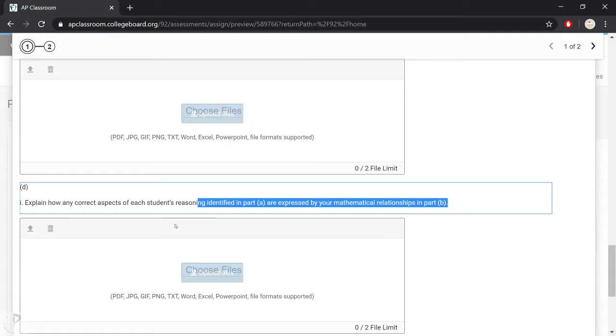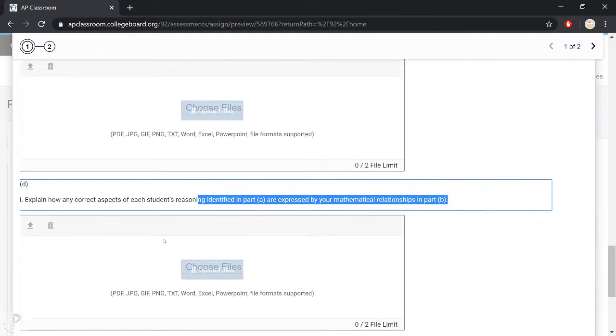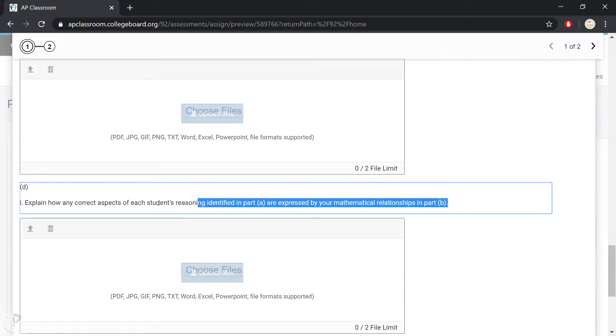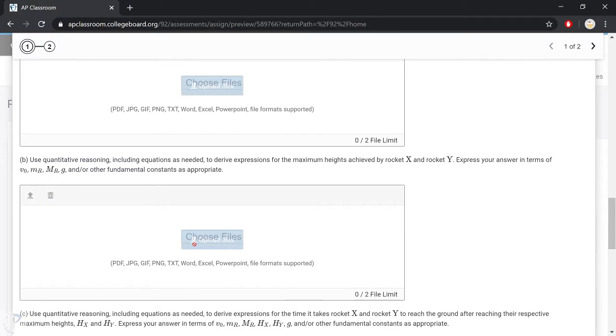Okay, so wow. For each student, we have to go back and look at what we identified in Part A and then relate it to what we just solved for, as expressed by your mathematical relationships in Part B.